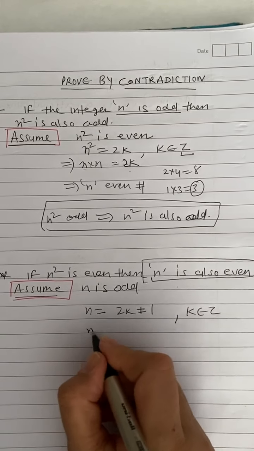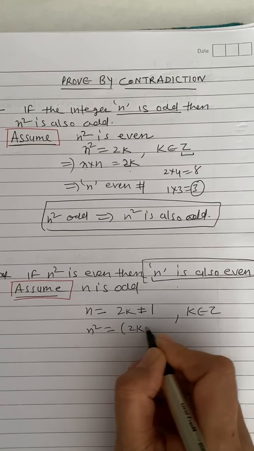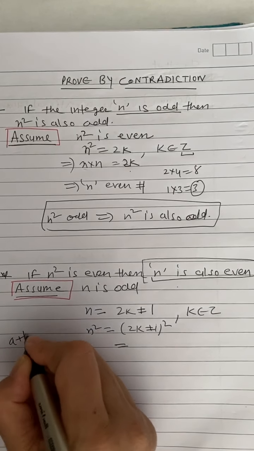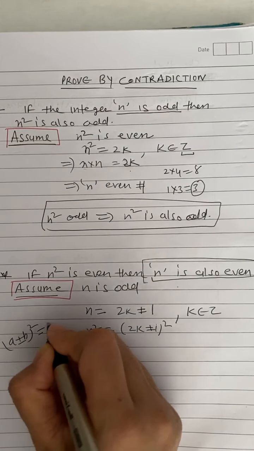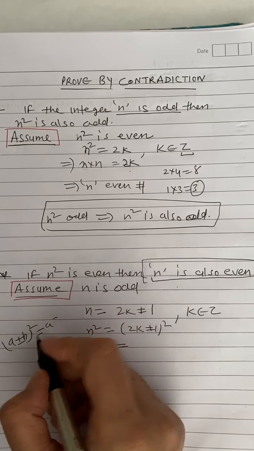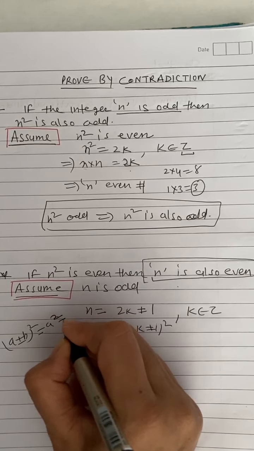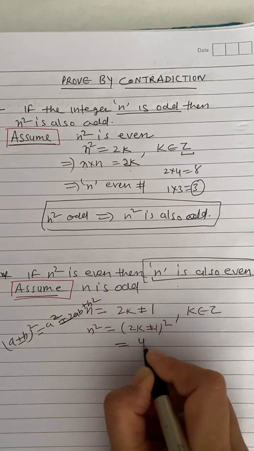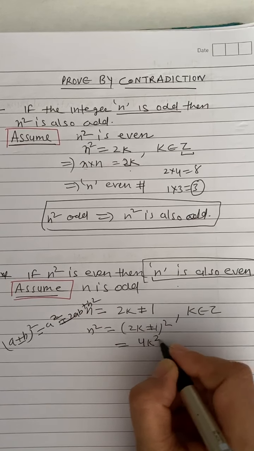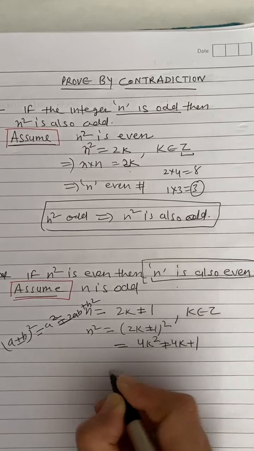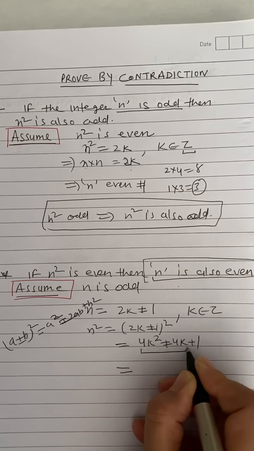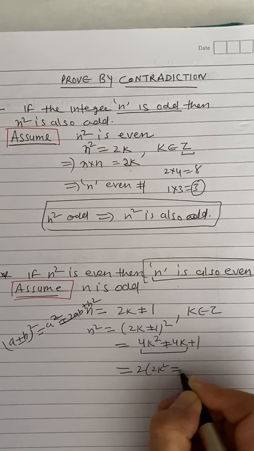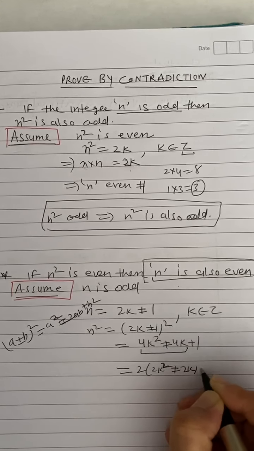Now n squared is going to be equal to (2k plus or minus 1) whole squared. We know (a plus or minus b) whole squared is equal to a squared plus or minus 2ab plus b squared. So if I open this, it gives me 4k squared plus or minus 4k plus 1. And I can regroup them. Here I can take 2 common, so this gives me 2(2k squared plus or minus 2k) and then plus 1.